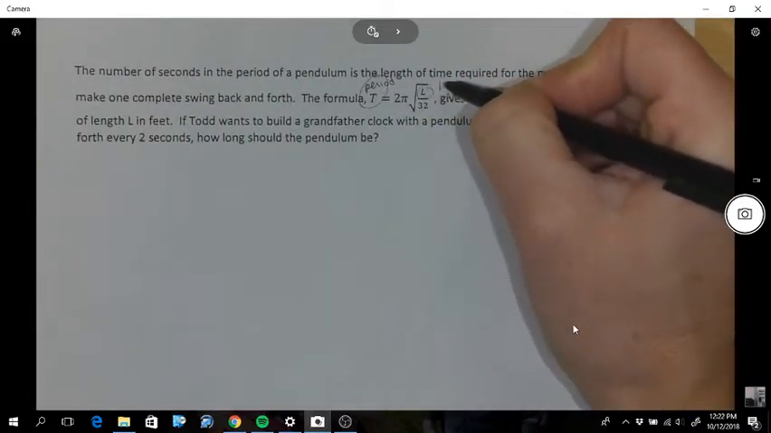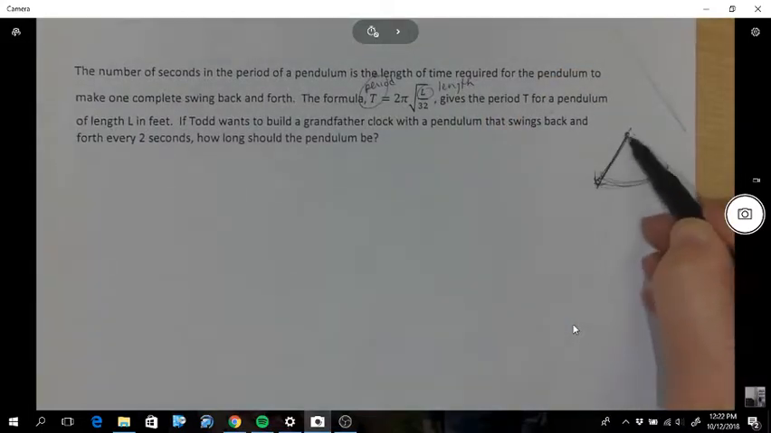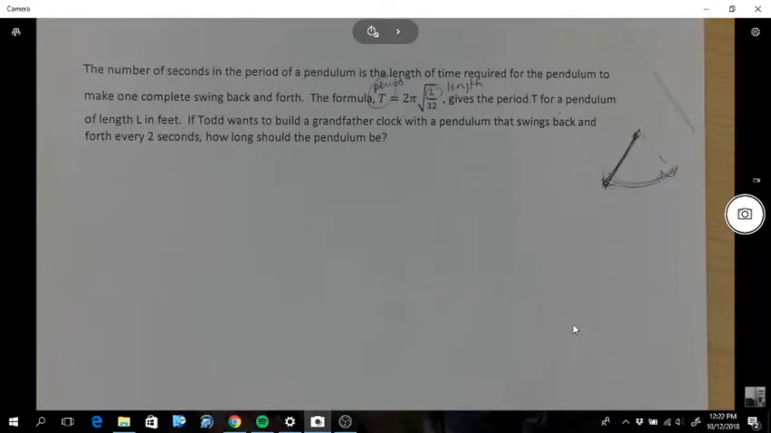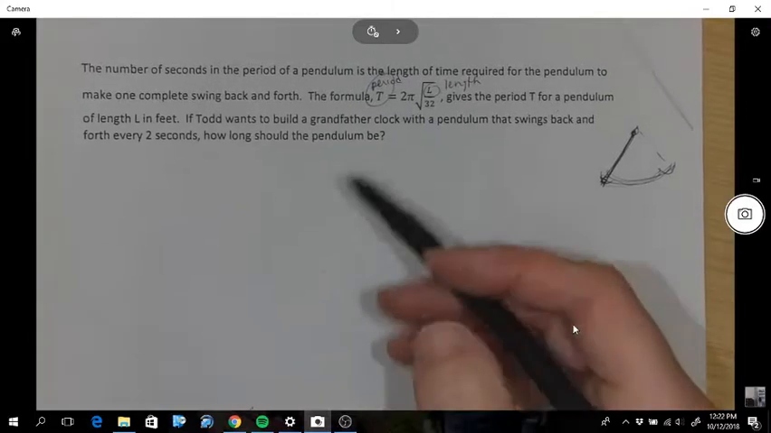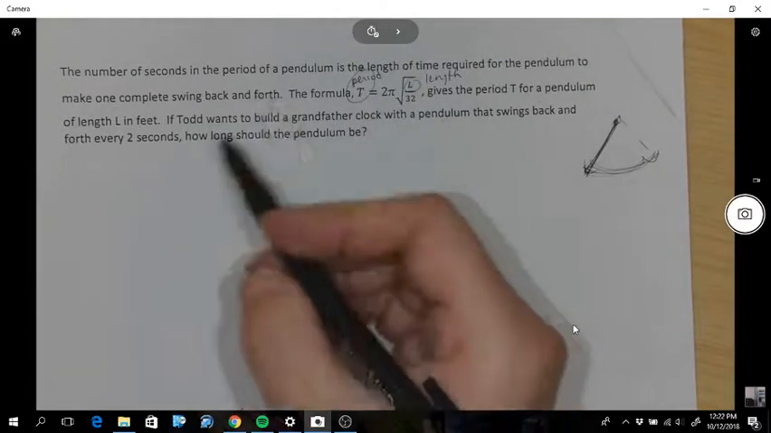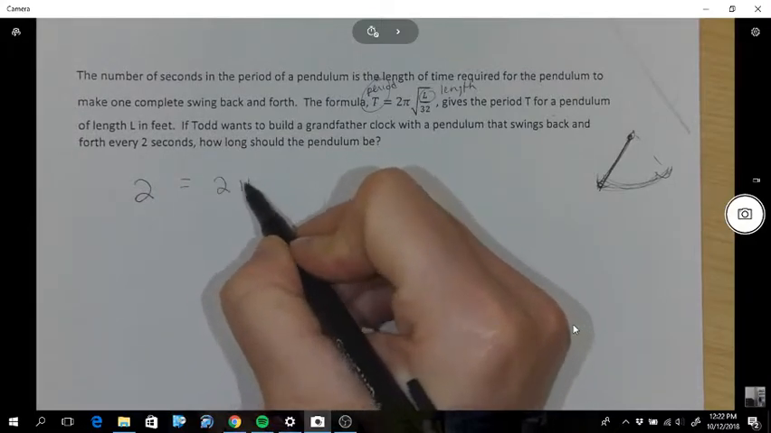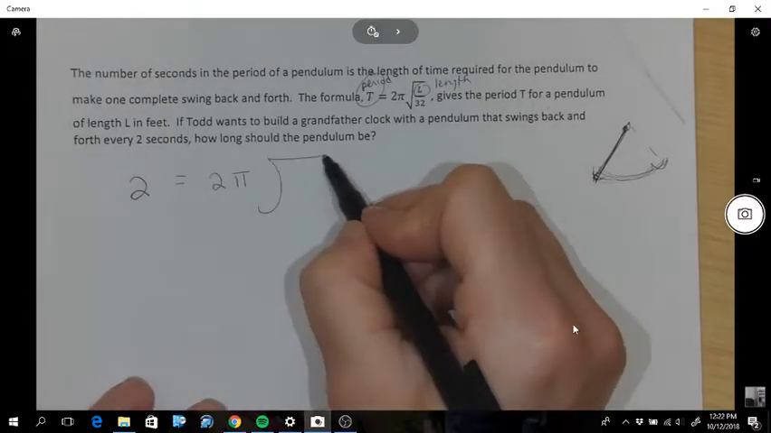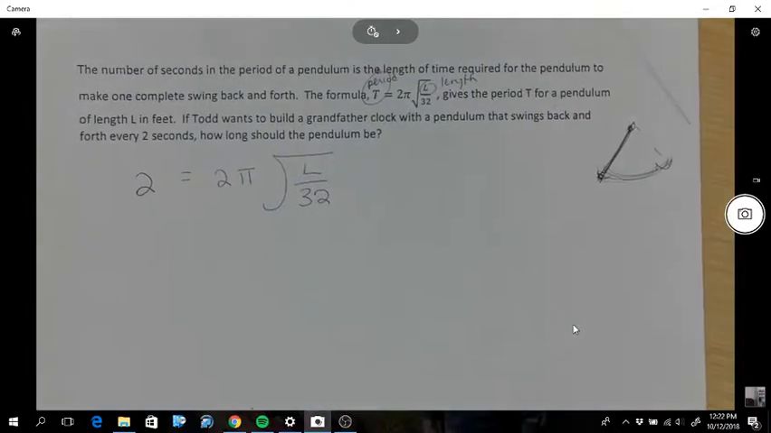This is the length. So how long is this actual, let's say if it's a clock, grandfather clock. Okay, if Todd wants to build a grandfather clock with a pendulum that swings back and forth every 2 seconds, how long should it be? So therefore we know the T, the period is 2 seconds. Equals 2 pi, and then we don't know the length, divided by 32.